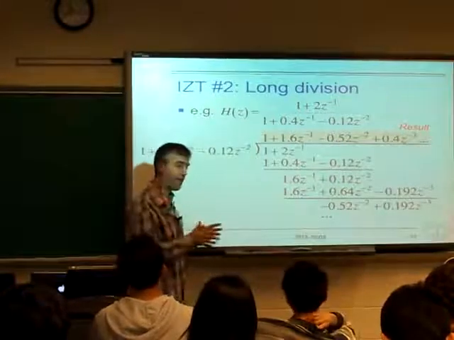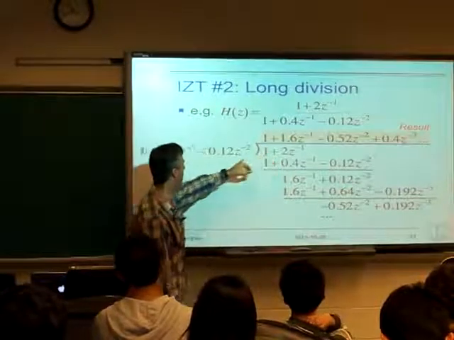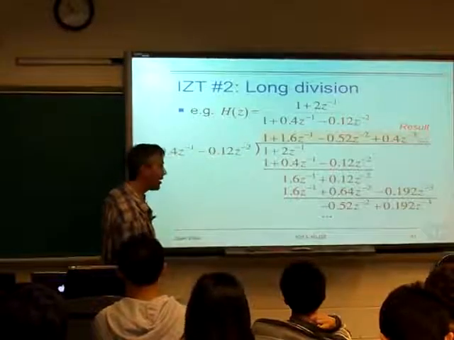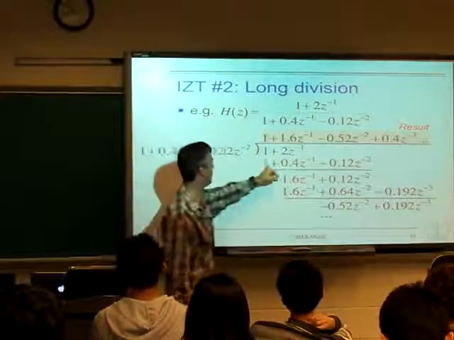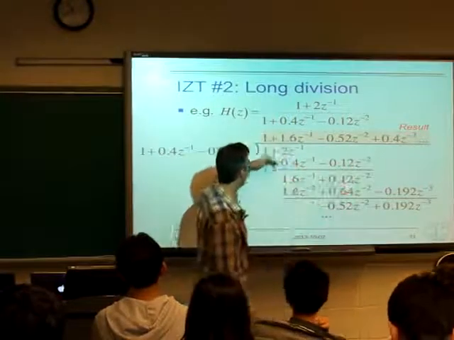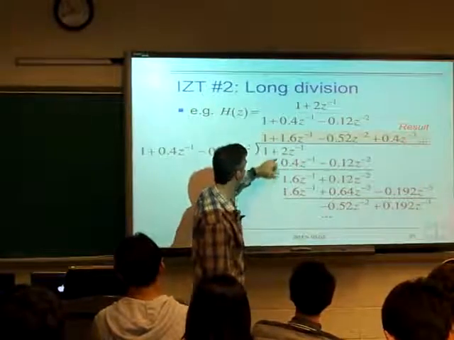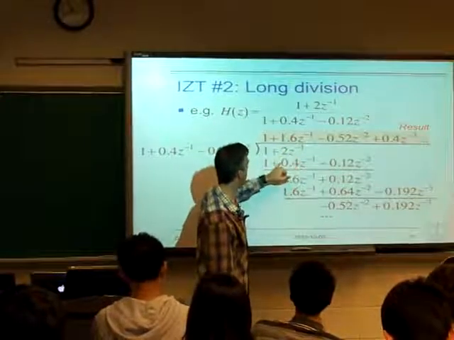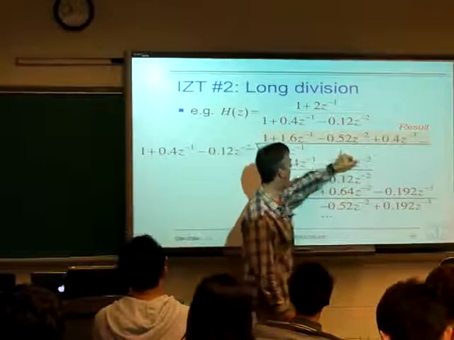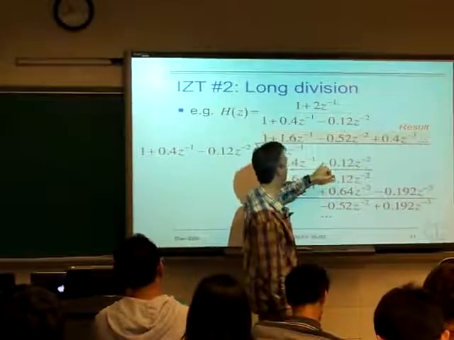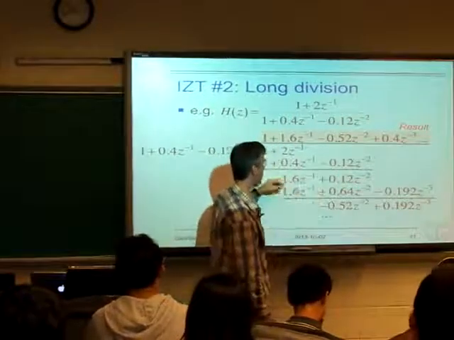Okay, so now we're going to try and cancel the highest power that we've got. The highest one is the z to the 0, which is 1. In order to cancel that, we're going to have to take 1 times this. So we get a 1 up here, and then we write down 1 times this whole thing down here, and we subtract it out. Right? So 1 minus 1 gives us 0, which was the whole point. 2 z to the minus 1 minus 0.4 z to the minus 1 leaves us with 1.6 z to the minus 1. And then nothing, z to the minus 2, minus 0.12 z to the minus 2 gives us plus 0.12 z to the minus 2. So this is our remainder.